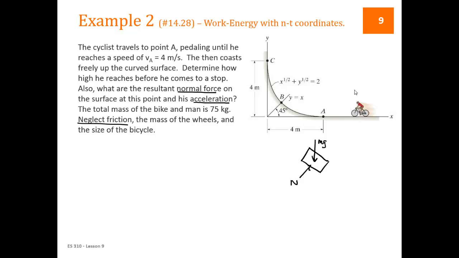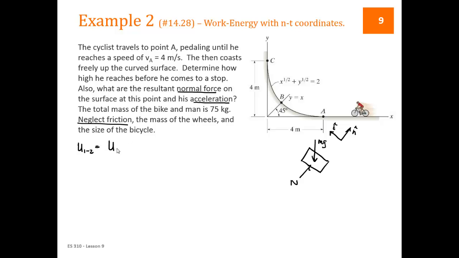Because he's on a slope, we're going to use the NT coordinate system. So here's N, pointing towards the center of the curve, and t is the tangential part going in the direction of his motion. All right, now let's talk about work real quick. What forces do work on this object? Well, if the force is perpendicular to the motion, it doesn't do any work. N is perpendicular to the motion by definition, because the motion is along the curve and N is perpendicular to the curve. That's why it's normal. So N doesn't do any work.